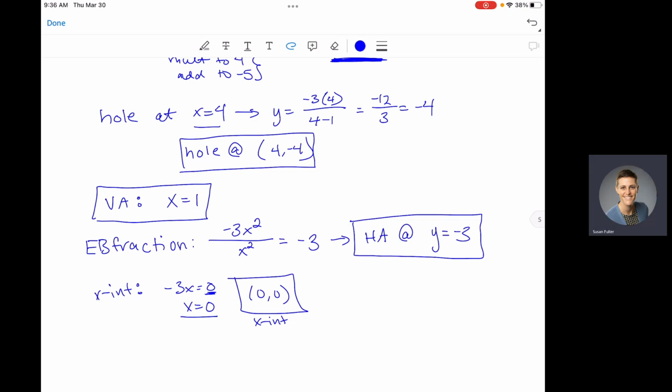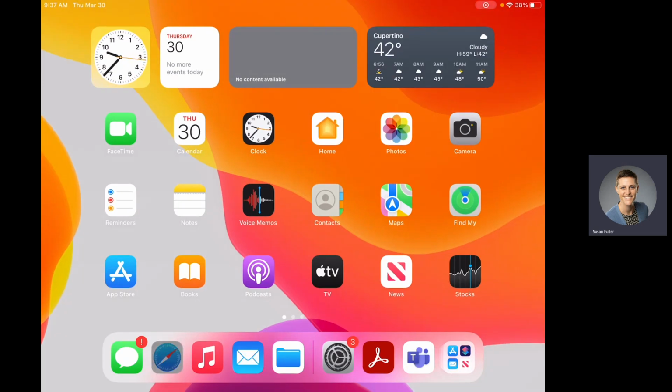but we'll plot this in ALEKS and see. So I'm just going to make a note of these things real quick so that I can hop into ALEKS and I'll have these all right next to me. Okay, so we're going to start with plotting our hole and our x-intercept.